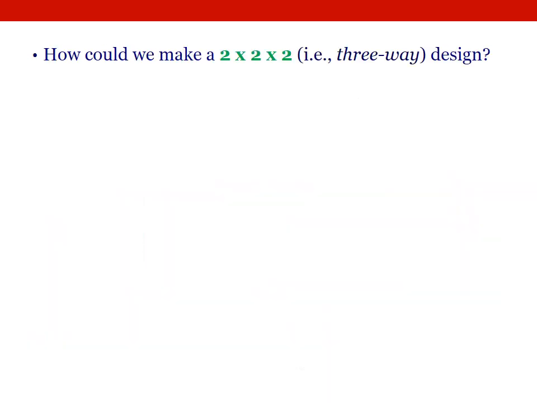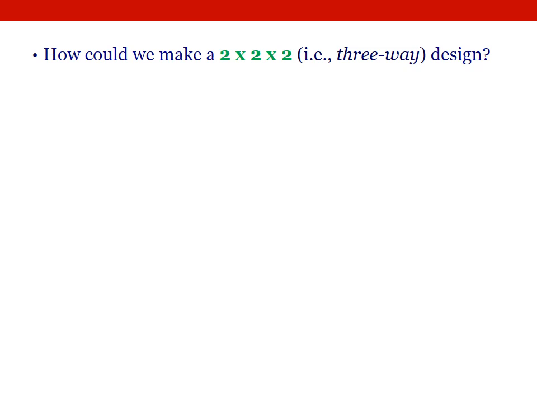How could we make our peanut butter and jelly example a 2x2x2 design? Remember that the number of numbers tells us how many independent variables we have in our study. Previously, we only had 2. Now we have 3. So we call this a 3-way design rather than a 2-way design. So to take our 2x2 study and make it a 2x2x2 study, we would have to add a third independent variable that also has 2 levels.